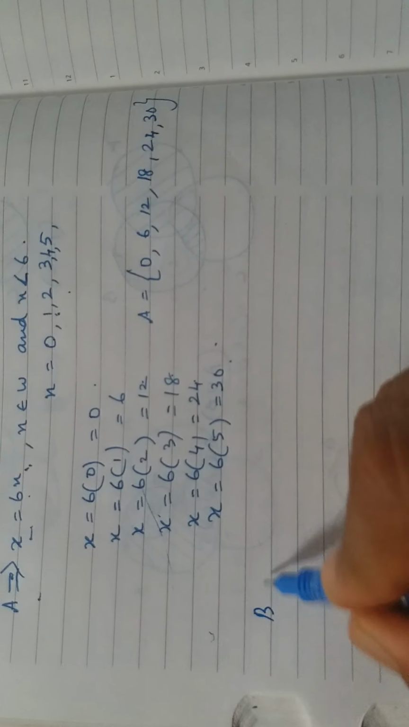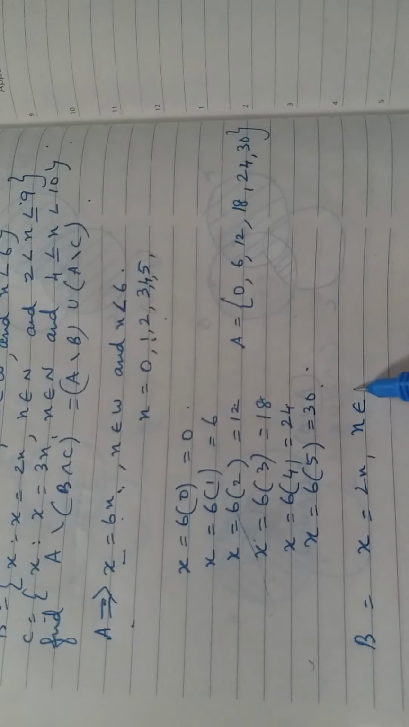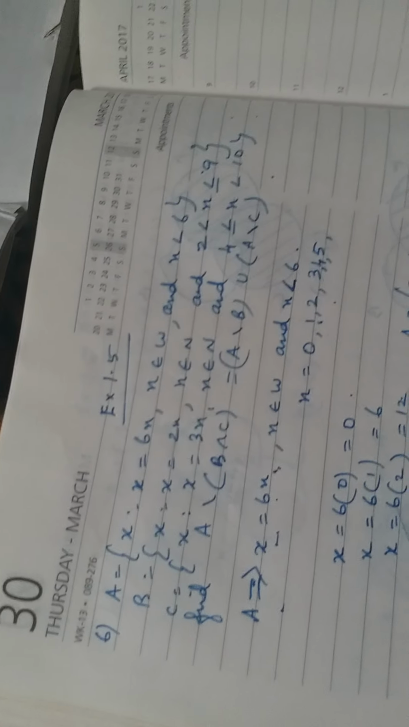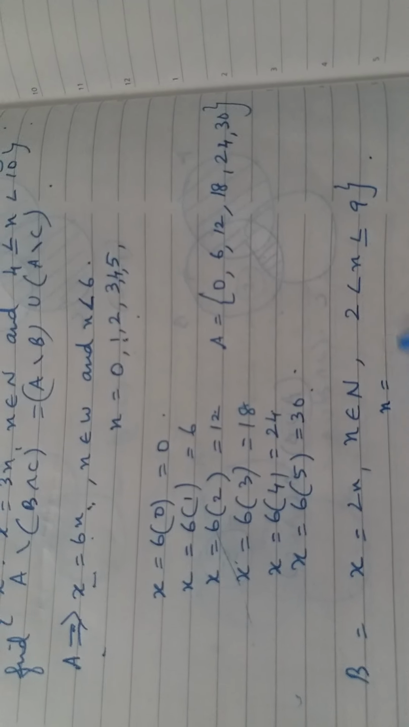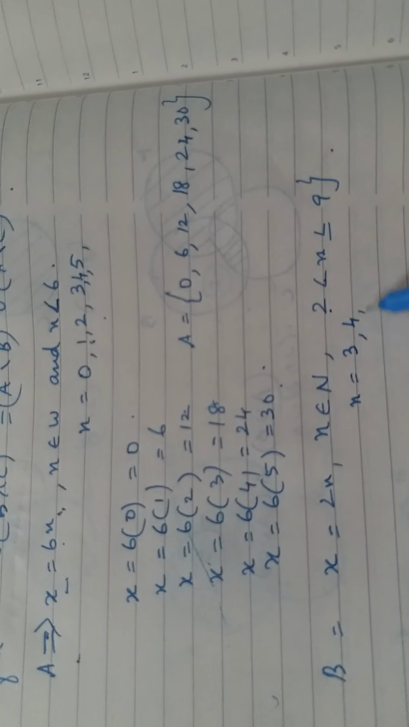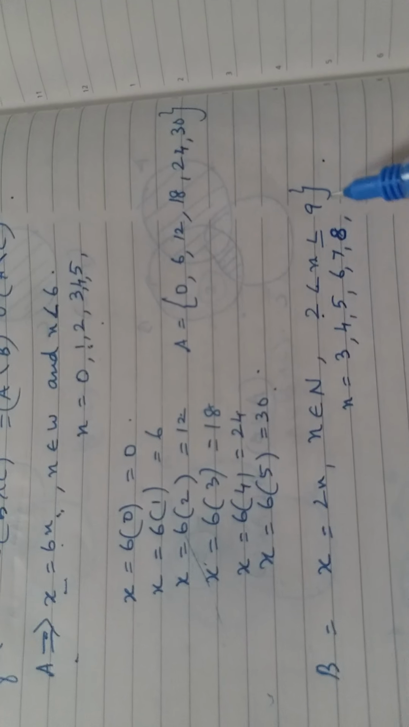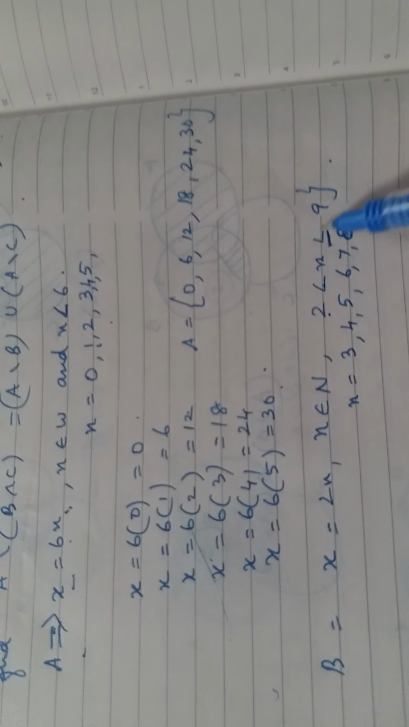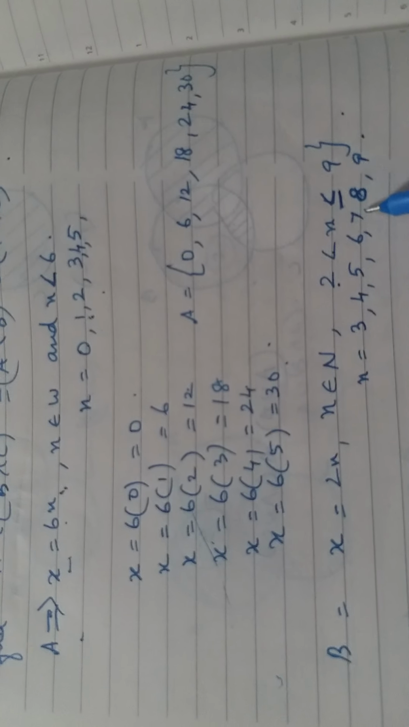Next, you have to find B. B is given as x = 2n, n belongs to N, capital N, that is natural numbers, and 2 < n ≤ 9. First write the n values. n is greater than 2, so 3, 4, 5, 6, 7, 8, and 9 also, because less than or equal to 9 is given. So 9 will be included. So n is equal to 3, 4, 5, 6, 7, 8, 9.